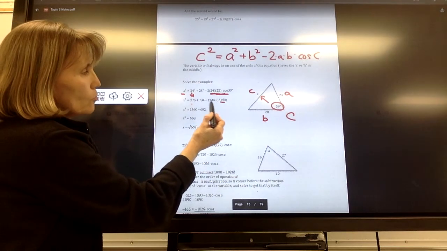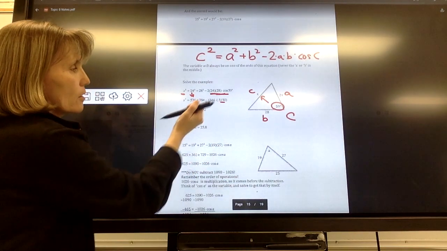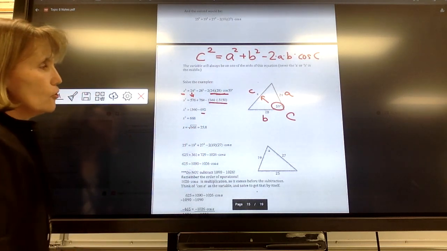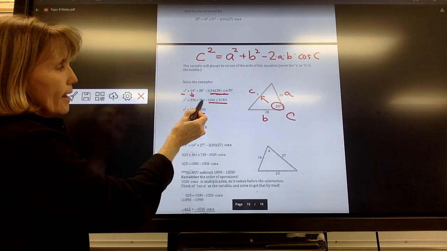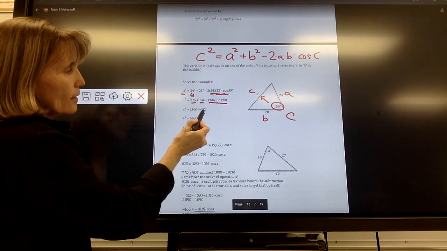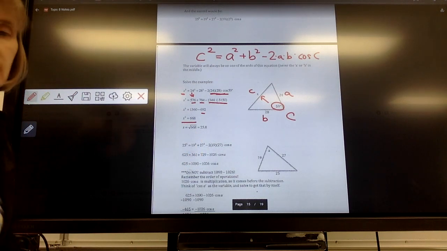So we're going to do multiplication before we add or subtract. We multiply in PEMDAS. Okay, so I'm multiplying these together and I get 692. Now I can add 576 plus 784 and subtract 692. Get down to x squared equals 668.